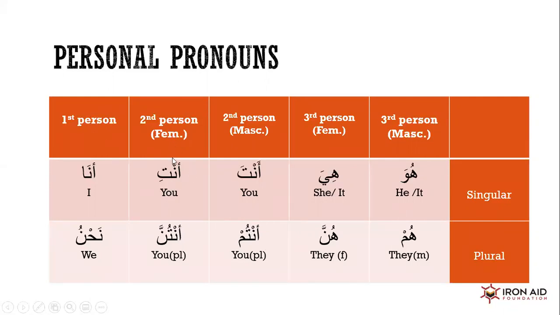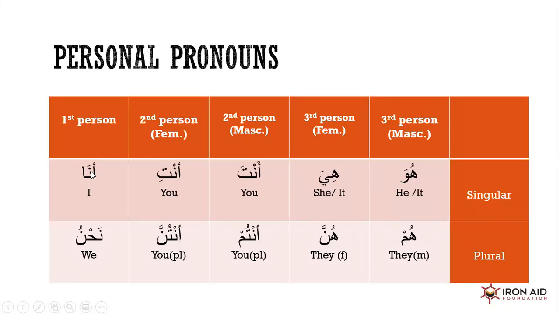So second person feminine form, if you're talking to a woman or a single female person, you say anti. So you say anti, if you're talking to one person who is female. But if you're talking to a crowd who are all females, then you use antunna, antunna.